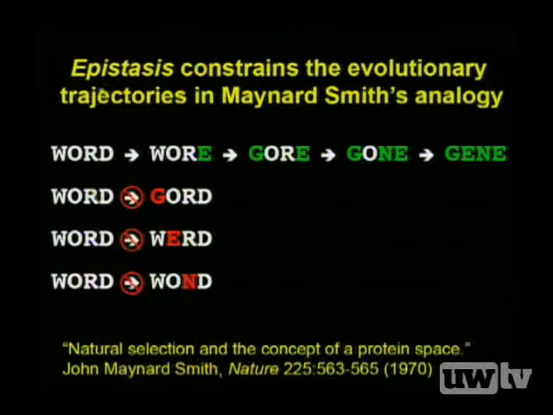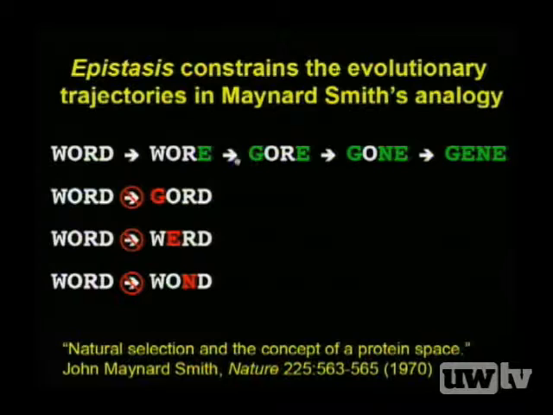To introduce some of the terminology, in Maynard Smith's analogy here, epistasis constrains the accessible evolutionary trajectories. Epistasis is the phenomenon where the impact or effect of one mutation depends on whether or not other mutations have occurred. So for example, this W to G mutation here is allowed in this context, but not in this context, because there's some sort of epistasis between this mutation and this mutation. So this is the phenomenon that we're going to be looking at.